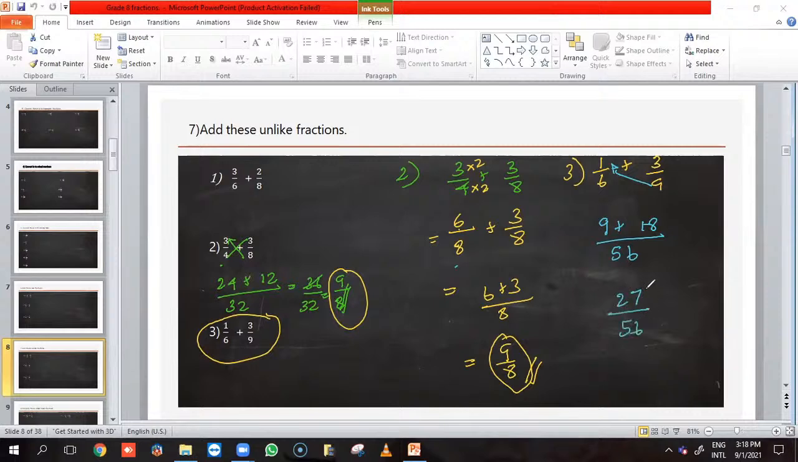Check whether this is divisible. Can we divide this anymore? It is not divisible by 3.